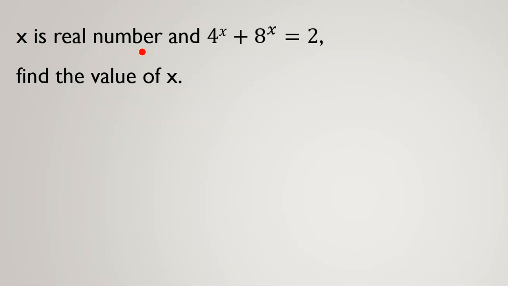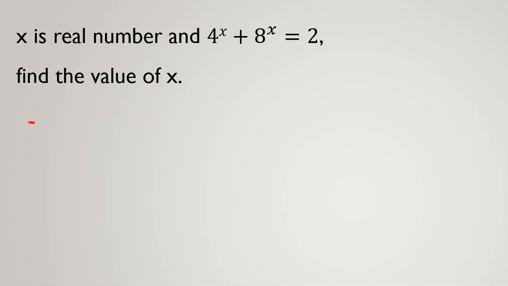X is a real number and 4 to the x plus 8 to the x equals 2. Find the value of x. So here 4 and 8 are related. We can consider 2 to the x as the basis of these two things.